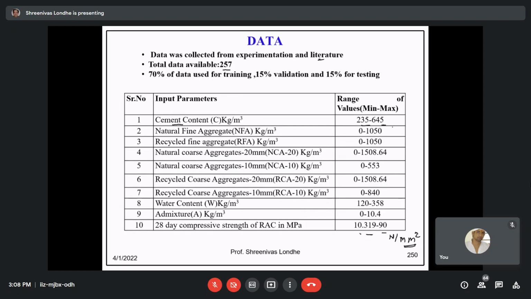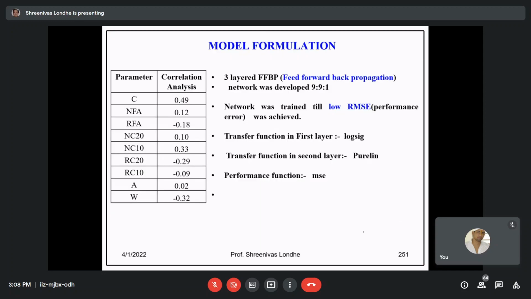Now, when the range is large, it is of course a challenge for the neural network to give good results, because a larger range also expects you to have that much pattern of data for the neural network to learn. So with this, the model was formulated. On this part, you can see correlation analysis was done between each of the selected parameters and the output parameter, that is the 28-day strength of concrete. In this work, which we did some time back, we used correlation analysis, which is a linear measure.